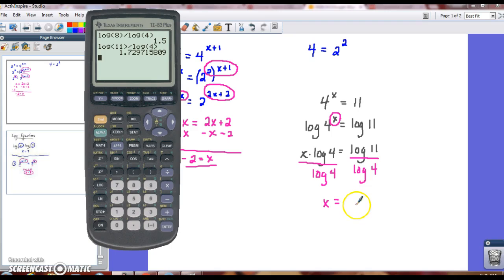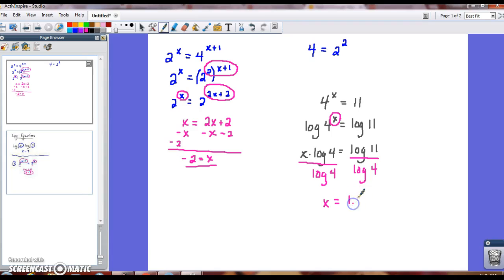And you get an approximation, 1.7, I think it rounded to 1.73 approximately. Okay, so those are the three different types of those equations.